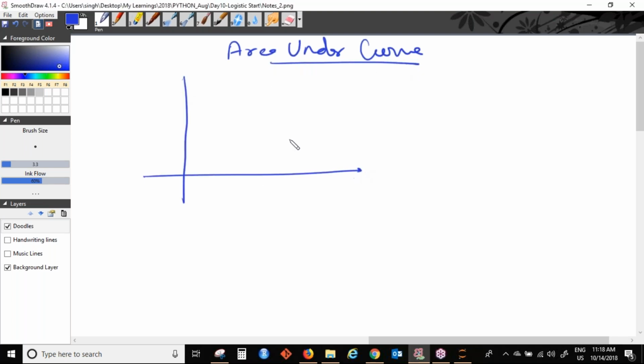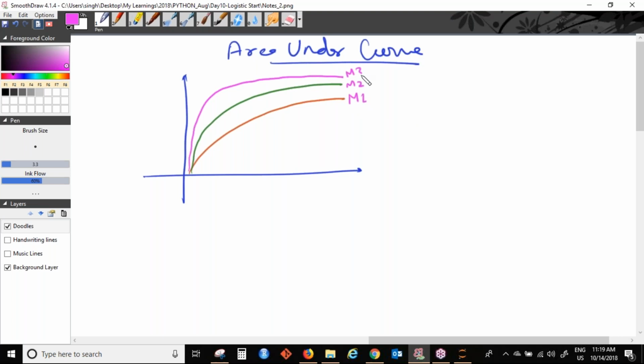So let me draw some ROC curves for you. Let's say I have drawn this as one ROC curve. Let me draw this as another ROC curve. And there is one more ROC curve that I have drawn. Let's say I have got this from model 1, this from model 2, and this from model 3.